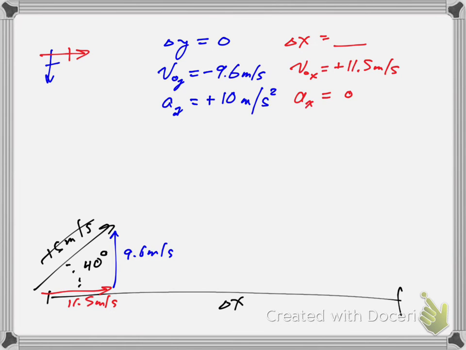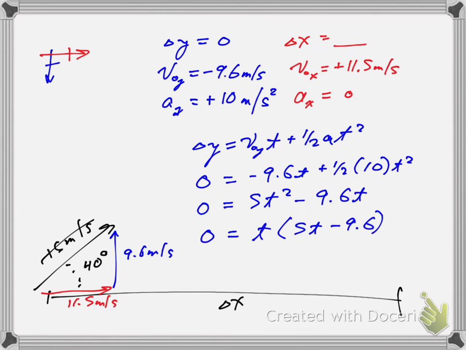I know more about delta y, so I plug into that. And then here's just the only tricky part, right? If I have this algebra, 5t squared minus 9.6t, then I can't divide by a t. That would violate algebra.